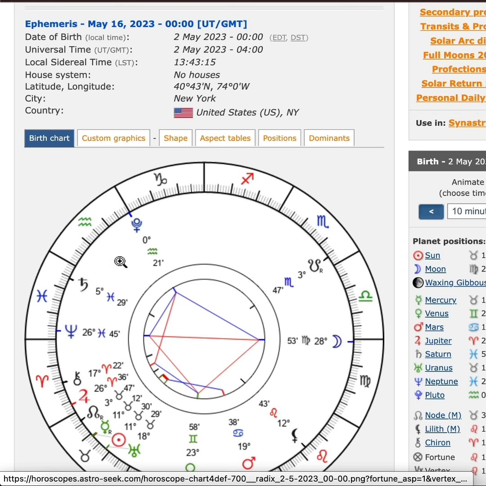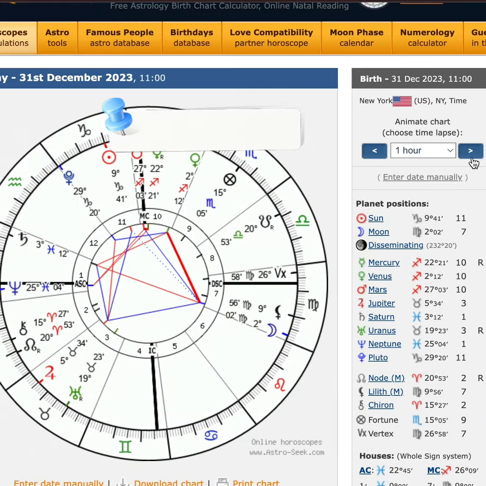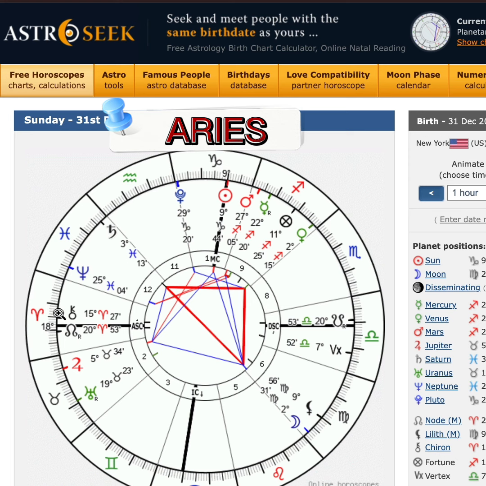Interesting. Please write down those dates. Whatever happens, happens. This is like the 2023 predictions. We are going to begin with Aries. He is number one, the zodiac.